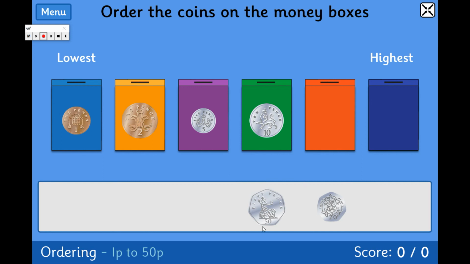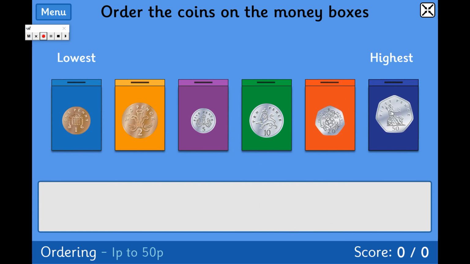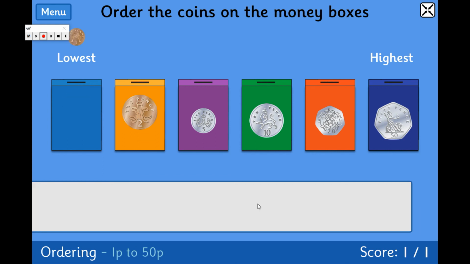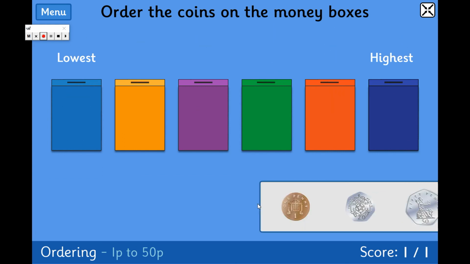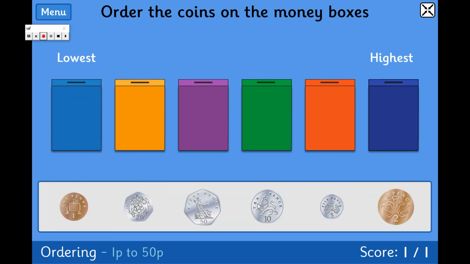The next one up is either going to be 50p or 20p. Well, I know that 20p is a smaller number than 50, so that must be my next number. And finally, the highest value coin on this board, it's my 50p coin. Let's check our answers, and they are all correct. Well done, everyone.